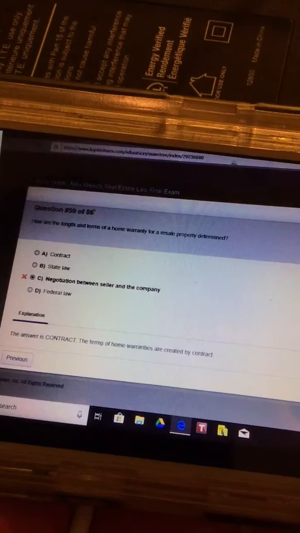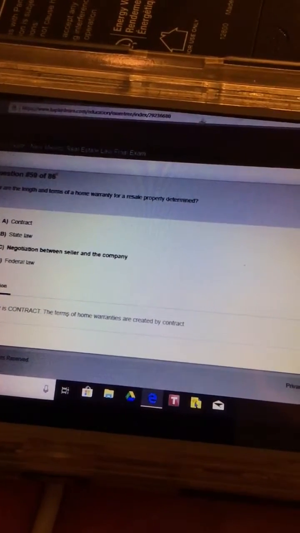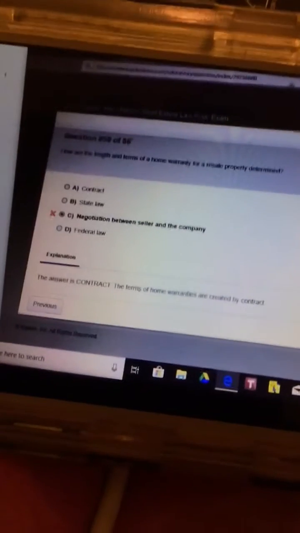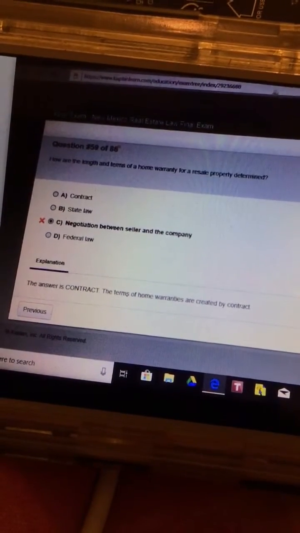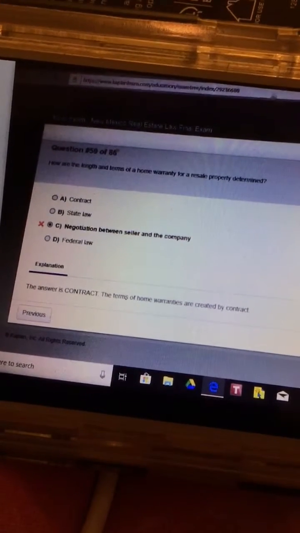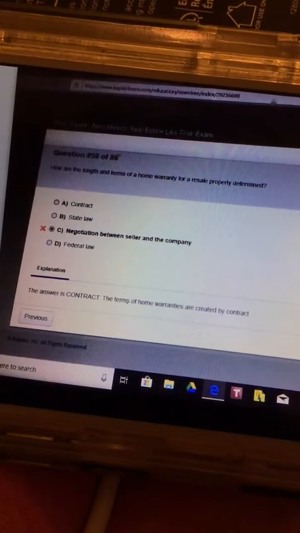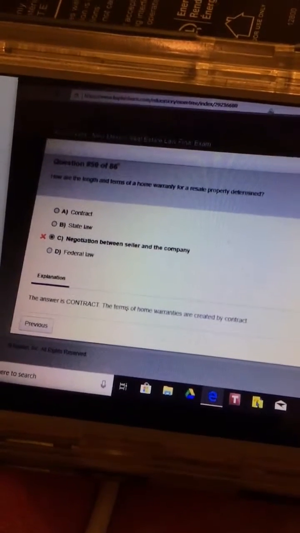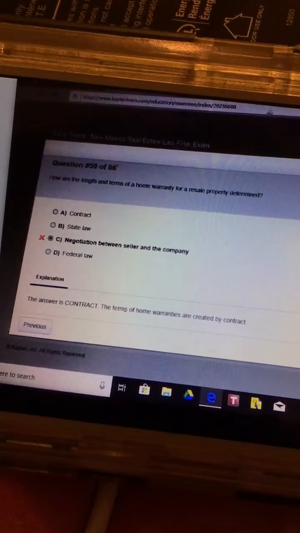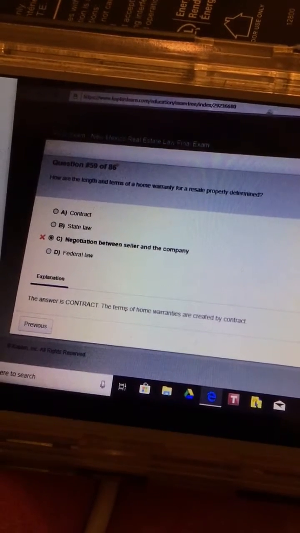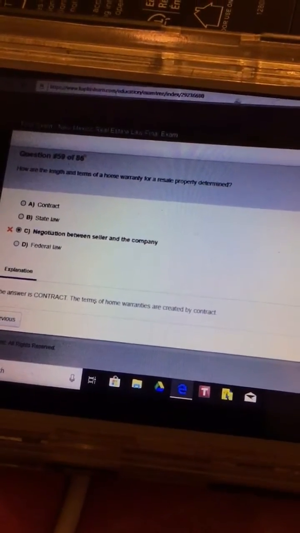How are the length and terms of a home warranty for a resale property determined? A, contract, B, state law, C, negotiation between the seller and the company, or D, federal law? The answer is A, contract. The terms of home warranties are created by contract.